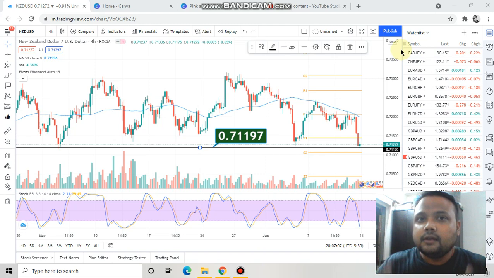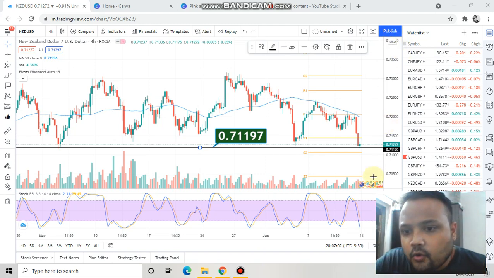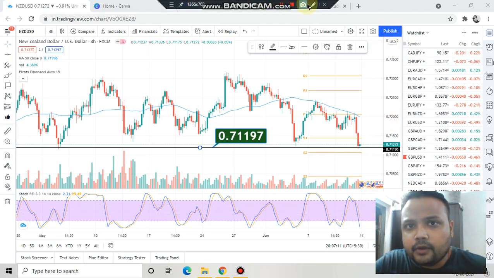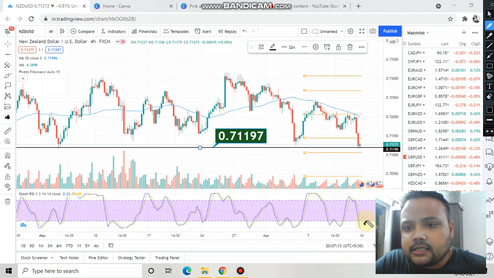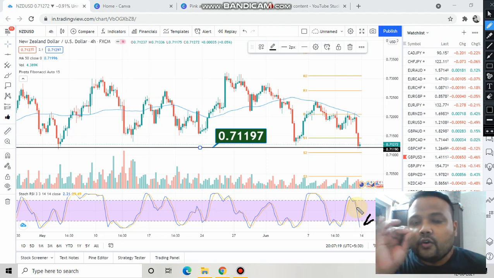If possible, wait for the stochastic RSI. Wait for the stochastic RSI to go up from here. Right now you can see that stochastic RSI is still coming down. Let it reach the oversold zone, and when it goes up from the oversold zone, then look at the position of the price.